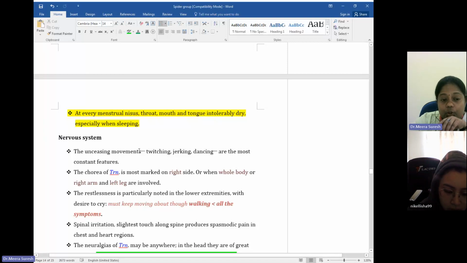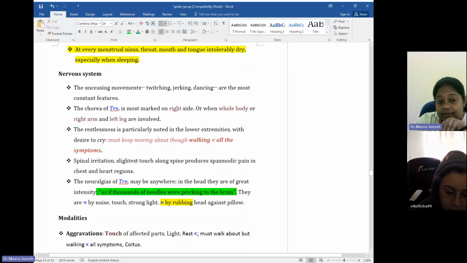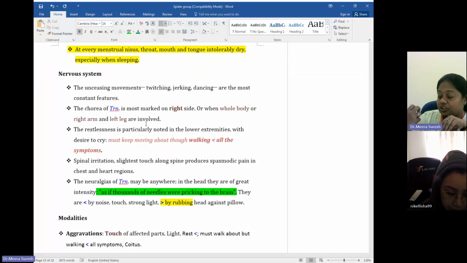Then in the nervous system, we saw that there will be twitching, jerking, dancing, and all these choreic movements only when people are watching them. And here it is right-sided. So in case of Theridion, we saw the left-sided affections, but here in case of Tarantula, it is right-sided. So this is yet another fine difference, the side differences. Or it can be whole body, or right arm and left leg are affected diagonally. Sometimes they may be showing that jerky movements of right arm and left leg. If you observe people, sometimes they will be showing that diagonal nature also.